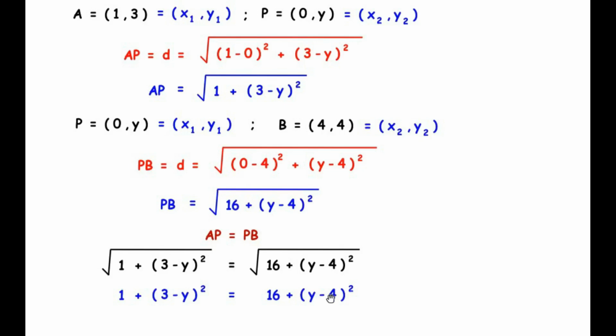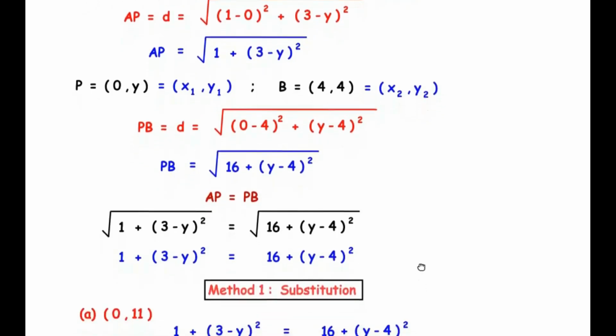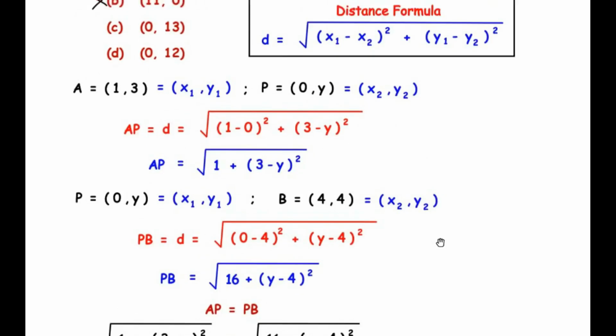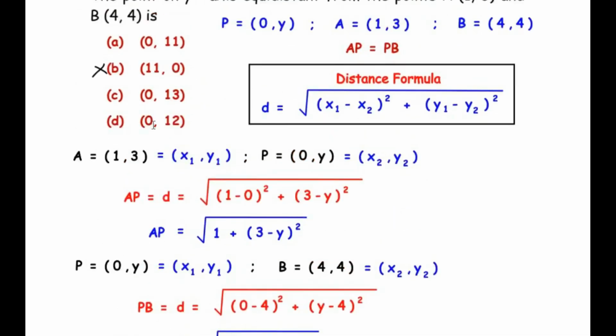Let me show you method 1, which is substitution. So here we have written method 1, substitution. In this method, once you come to a point where the equations are equal to each other, you take the options given in the question and substitute the values in the equations you have got and see which values satisfy the equation.